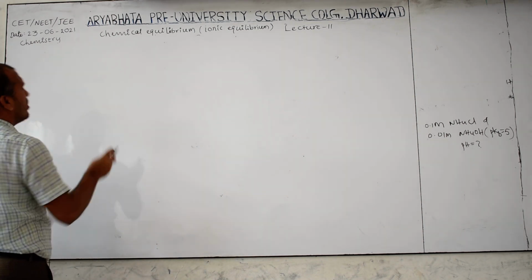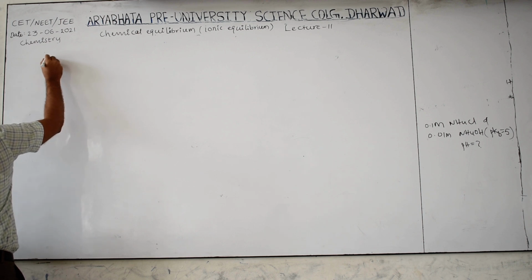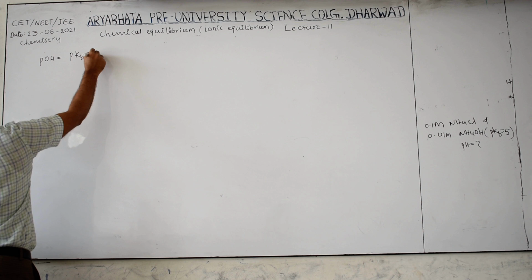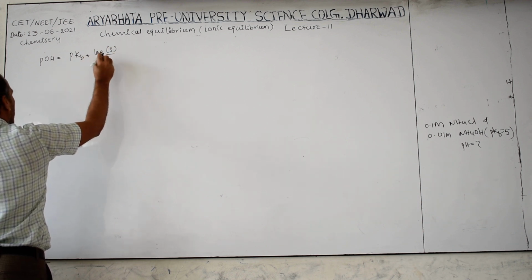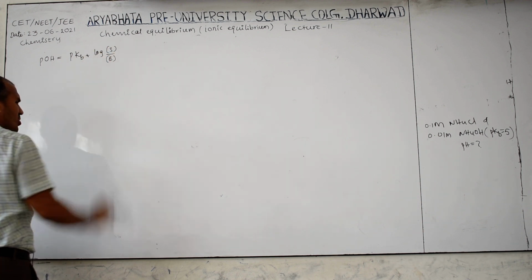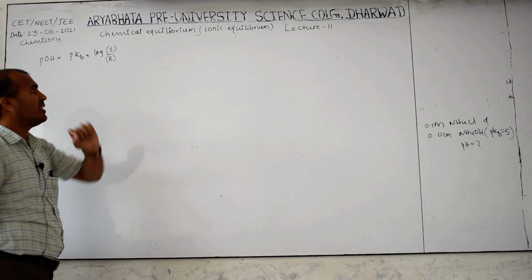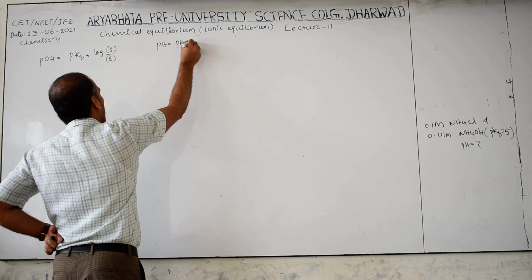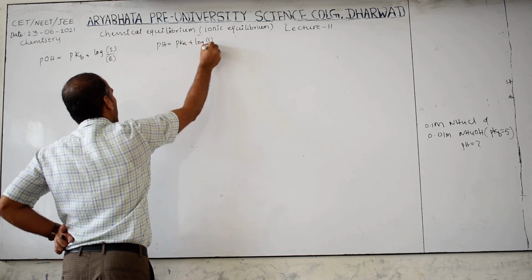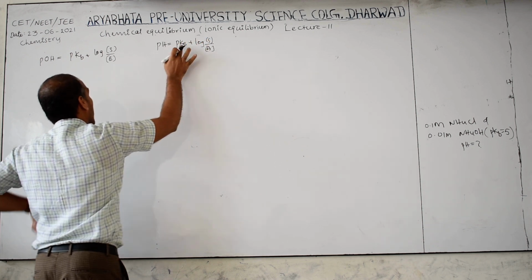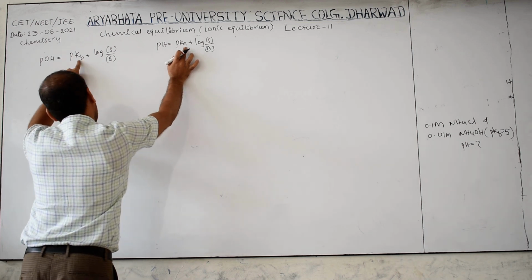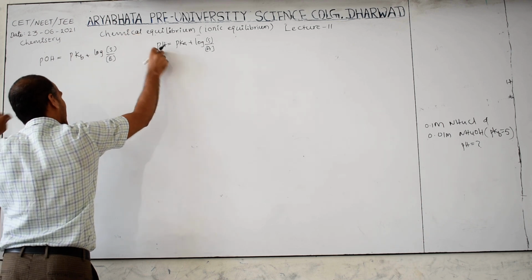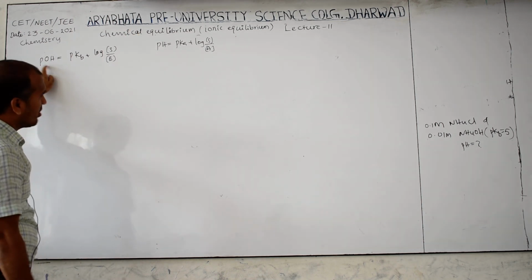See, when a base is there, pOH will be there first: pOH is equal to pKb plus log of salt concentration by base concentration. Same formula as for the acid. What is the pH formula? pH is equal to pKa plus log of salt concentration by acid concentration. Here acid, that's why A is there; here base, that's why B is there. Remaining everything is the same. Acid, that's why pH; base, that's why pOH.